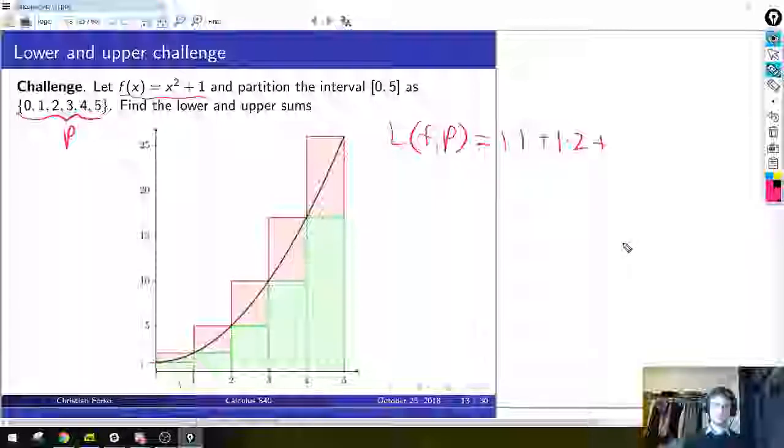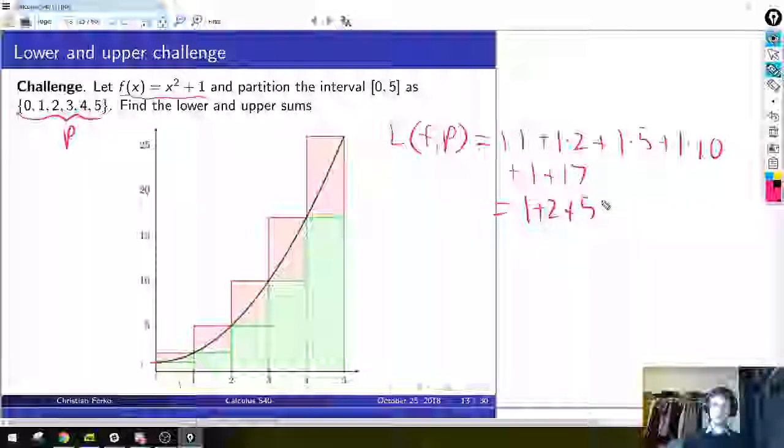It's going to be 1 times 5, plus 1 times 10, plus 1 times 17. That looks good. So I don't know if I really want to add these, but I don't know if I can even do the arithmetic correctly.